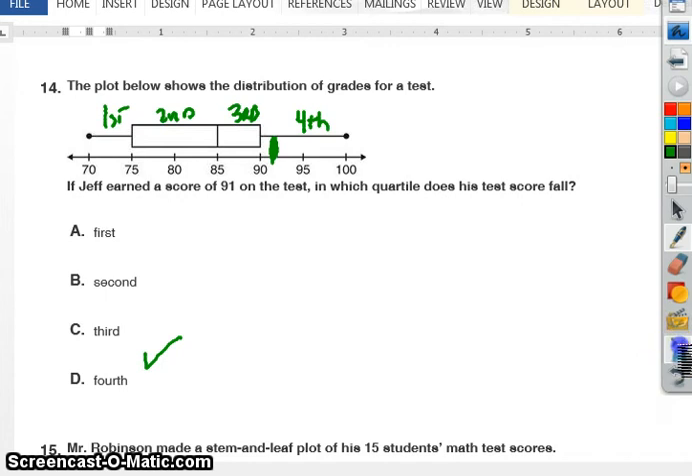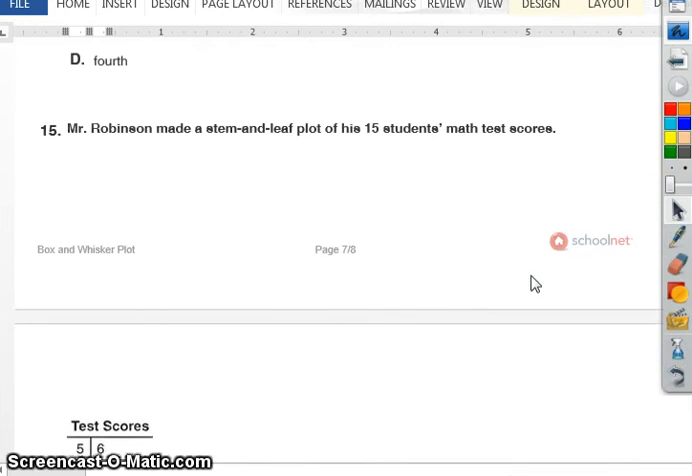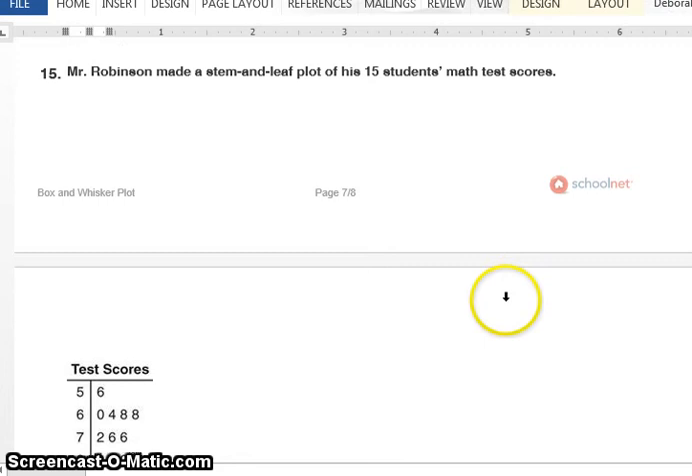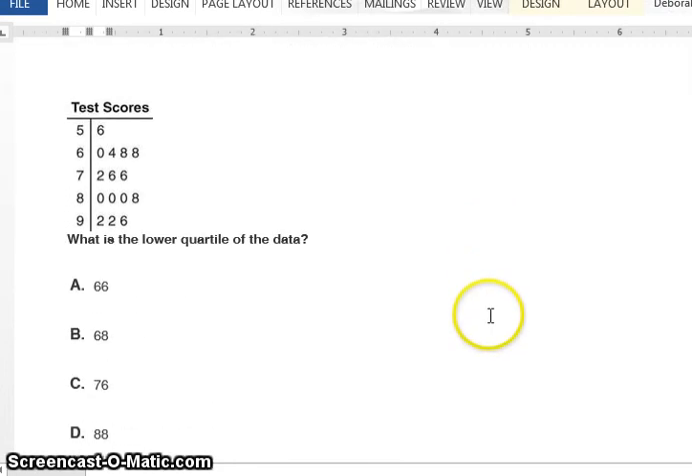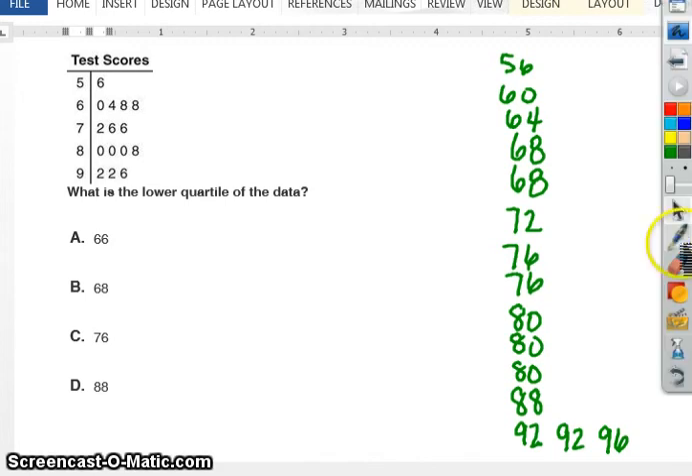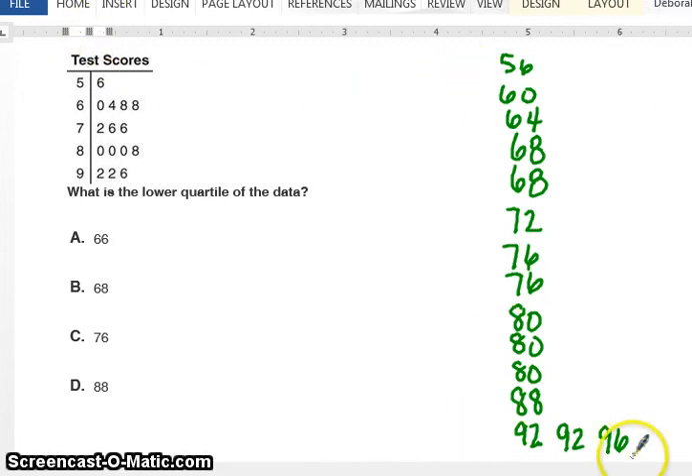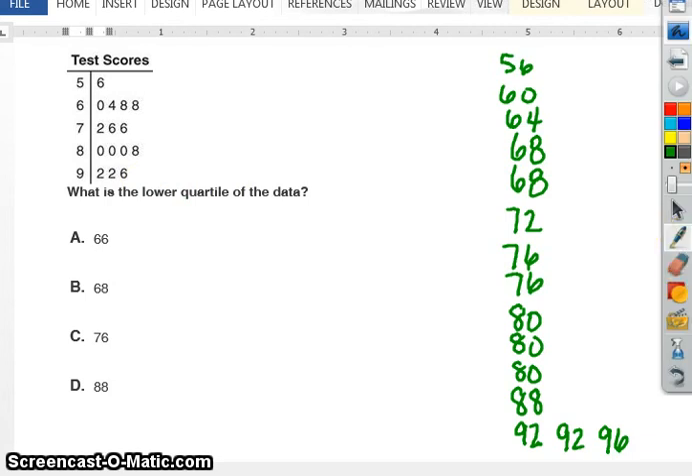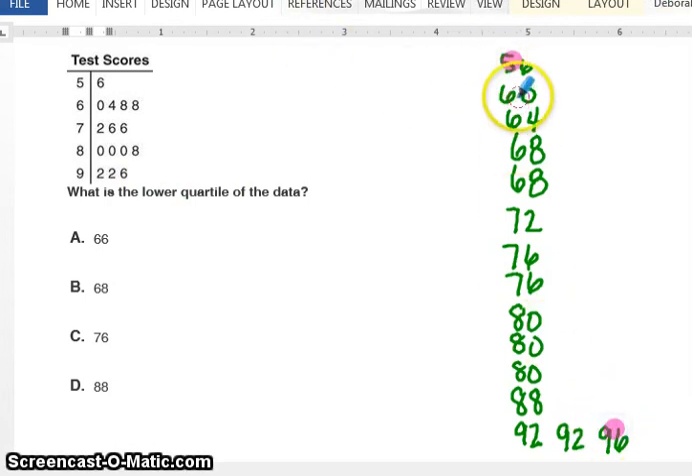And then next, we've got Mr. Robinson made a stem and leaf plot of his 15 students' math test scores. What is the lower quartile of the data? So I've taken those numbers from the stem and leaf plot and written them out here. Now to find the lower quartile, find the median first. So the median is 76.